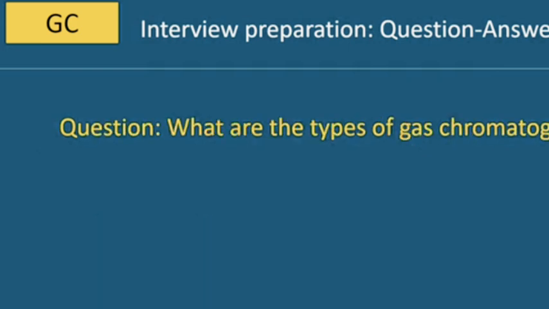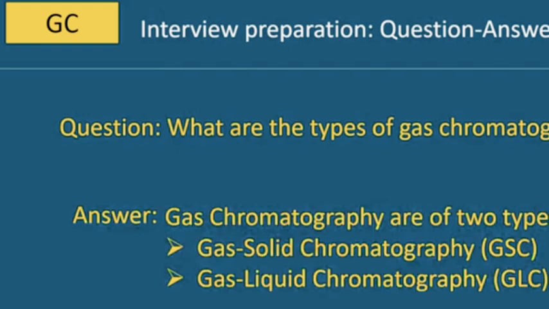Next question. What are the types of gas chromatography? There are two types in gas chromatography. First is gas solid chromatography, GSC, and second is gas liquid chromatography, GLC. In gas solid chromatography, your stationary phase is solid, and in gas liquid chromatography, your stationary phase is liquid.